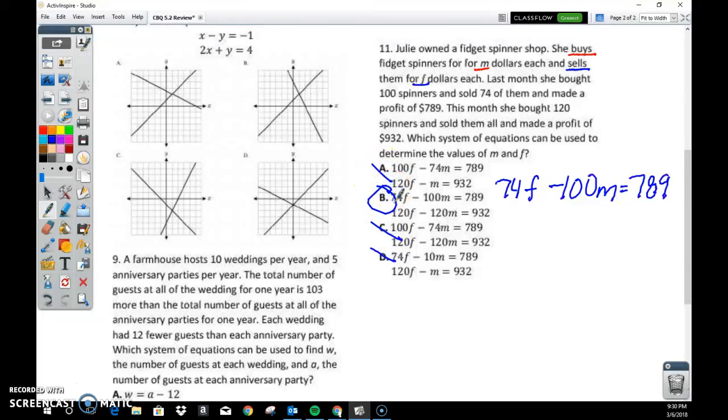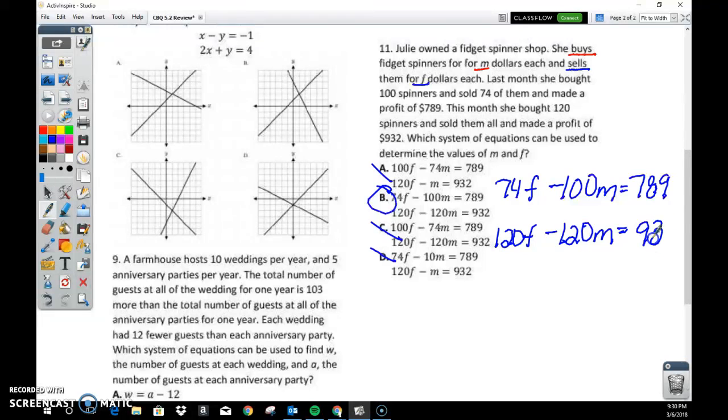That quickly. But let's just go over that second one just to make sure. So this month she bought 120 spinners, right? So same thing, whenever you buy something, your money goes down. And then she sold all of them. Well, she bought 120, so she sold 120, and her profit was $932.